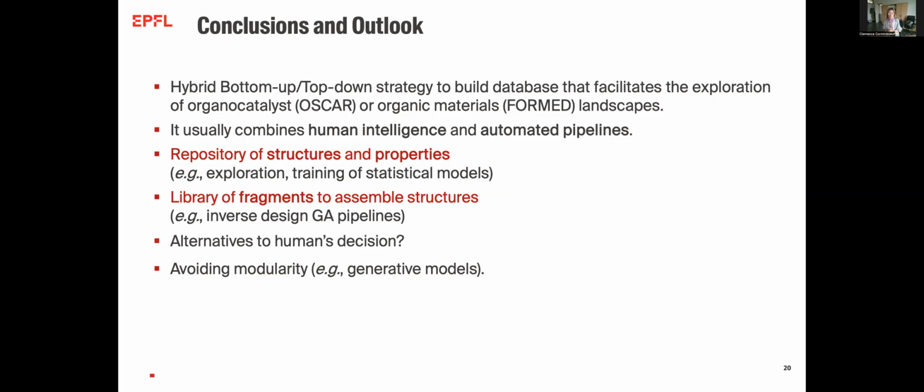What we're trying to analyze now is whether there is a good alternative to humans' decisions, because we thought the human decisions that were made were good. And how to avoid modularity, for instance, by using generative models instead of genetic algorithms. So stay tuned if you're interested in that. That's what will come out of the group soon.